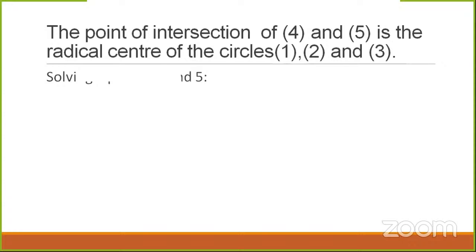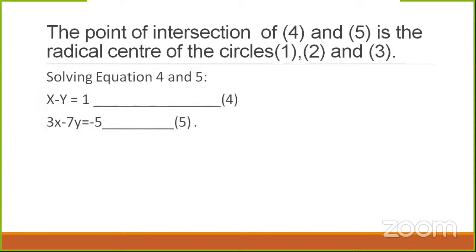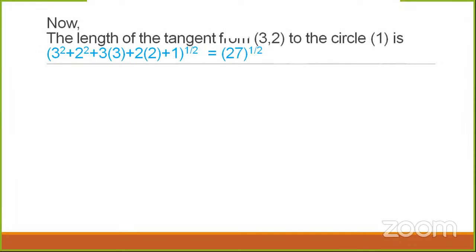Solving equations 4 and 5, the method is also described. The point of intersection of 4 and 5 is (3, 2). Now the length of the tangent from this point (3, 2) to circle 1 is root S11. Instead of root, I have taken power 1 by 2, children. So substitute in the first equation: x squared is 3 squared because the x coordinate of the point is 3, and y squared is 2 squared. In the equation it is 3x, so it is 3x1, which is 3 into 3, and 2y1, 2 into 2, plus 1. On simplification it is root 27.